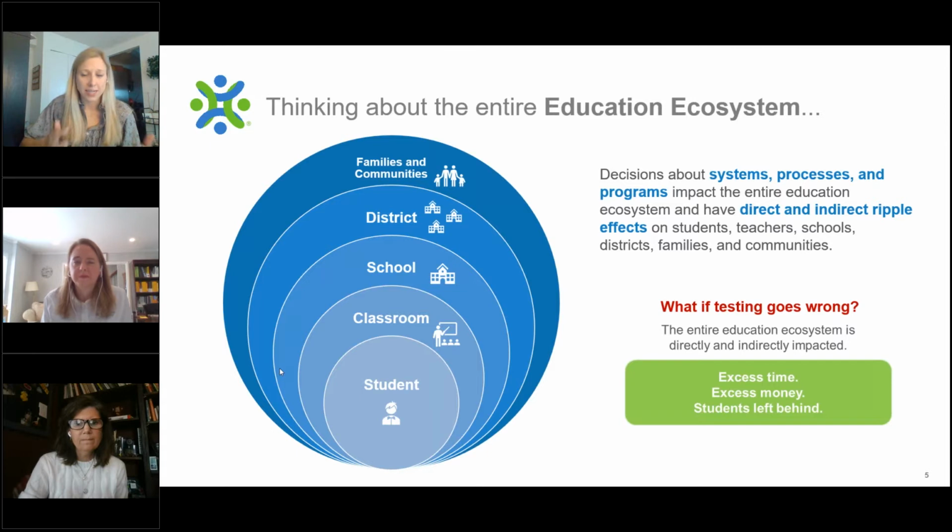Are we using the data intentionally? Do our teachers understand why we're administering an assessment and how we're going to use the data, and do our students understand that? And so those are some things that we'll be talking about shortly that are infused throughout the Balanced Assessment Playbook.